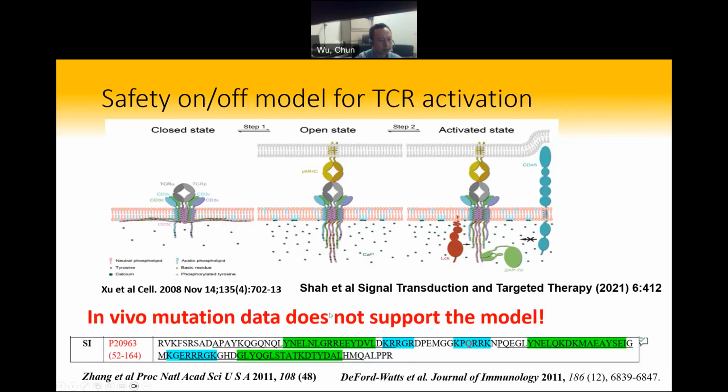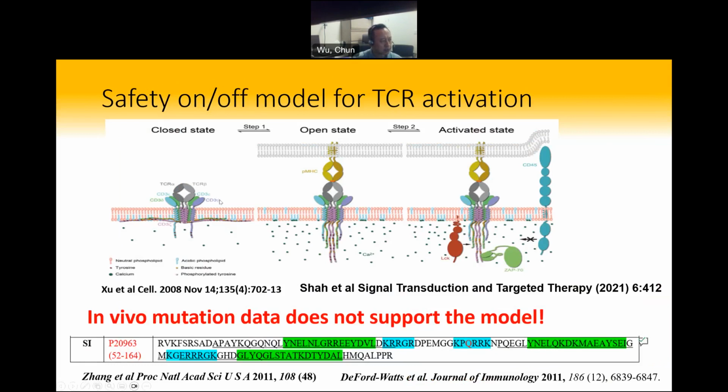How does that work? This is the most popular model suggesting the activation, and it uses the native T cell receptor. So it's a more complicated CAR, but the activation should be very similar.